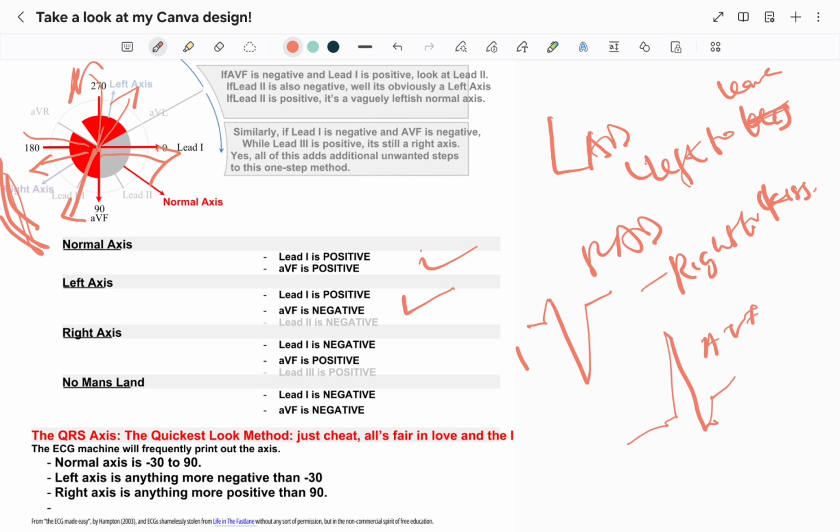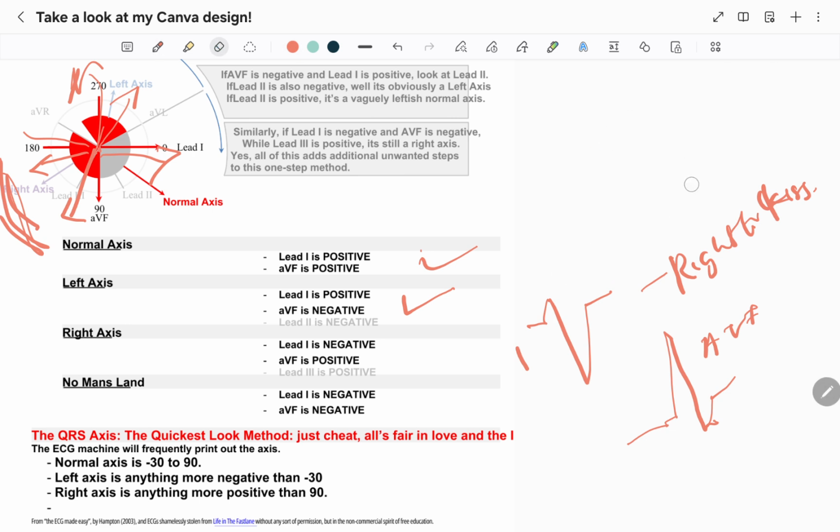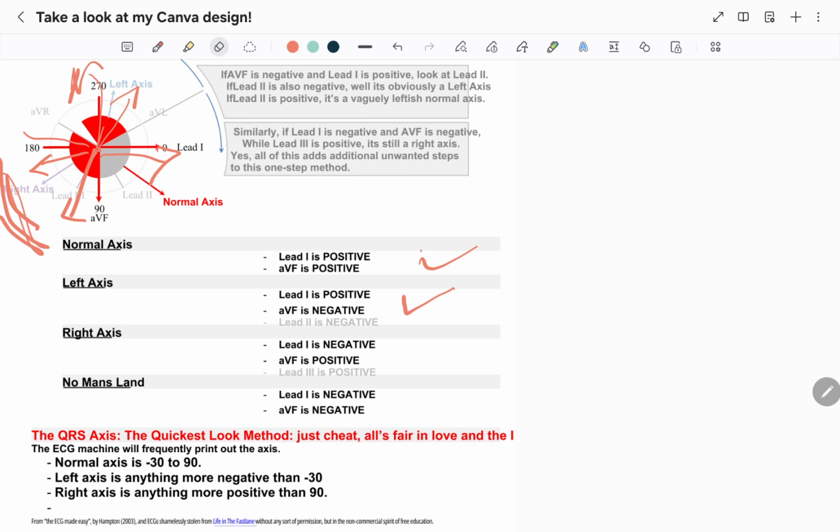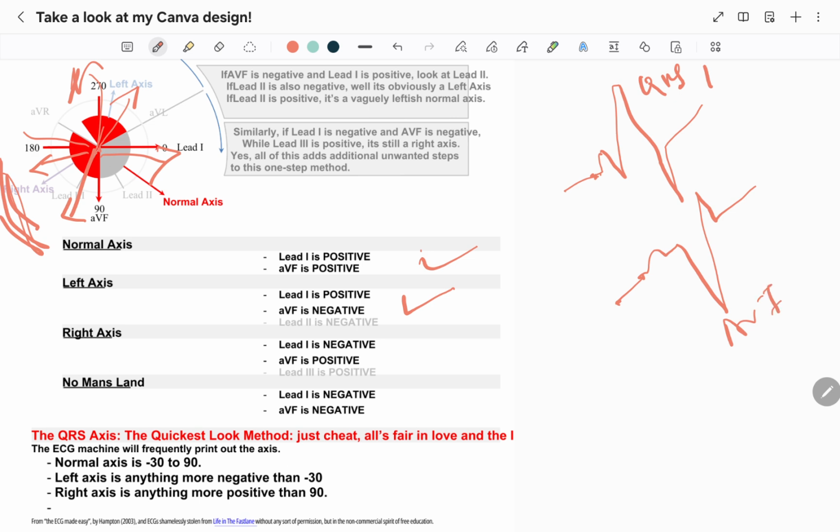Left to leave, on the other hand, would mean that in your lead 1, for instance, what you'll have is, let's see, permit me, right? And so this is very positive, and this will be negative. So this is not very accurate, but what I mean is that the QRS is very positive in lead 1 and it is negative in AVF. That is left to leave, and that is left axis deviation.